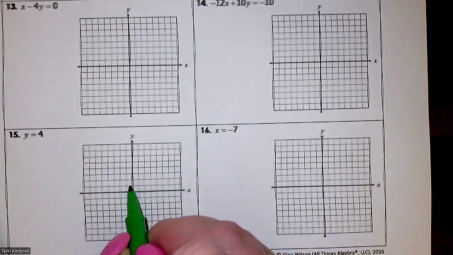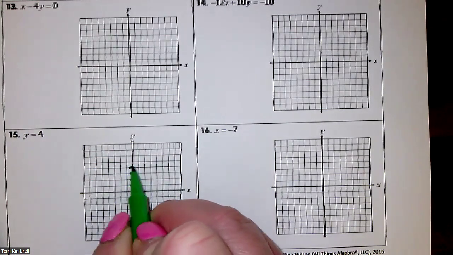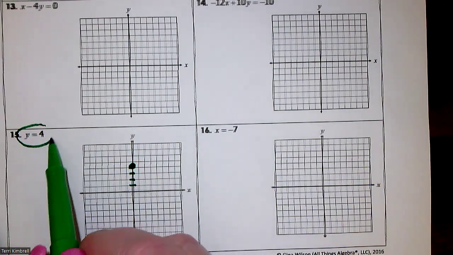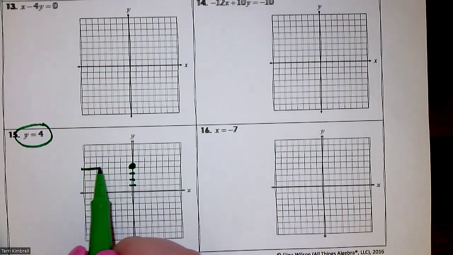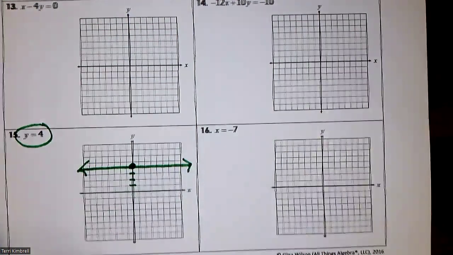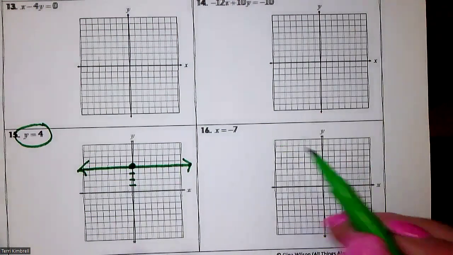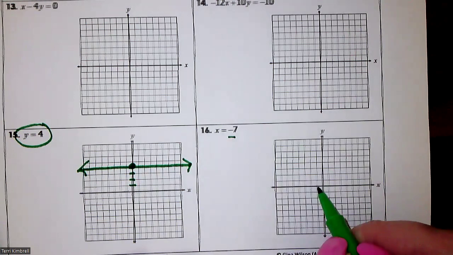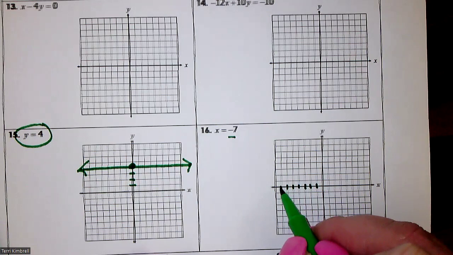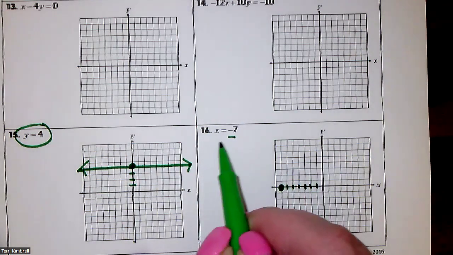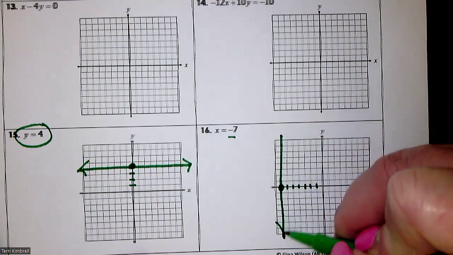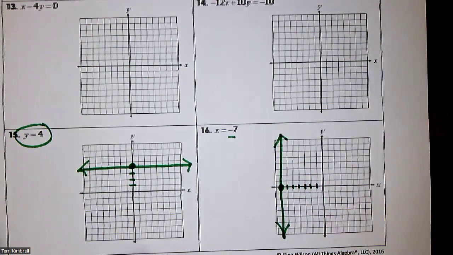So we're going to start on number 4 on the y-axis. So we are at 4 on the y-axis, and I know that you drew a horizontal line through that point. Okay, number 16, we're going to find -7 on the x-axis. We're going to put a point there. And in order to get a line through that point, you're going to do a vertical line that goes straight through -7 on the x.